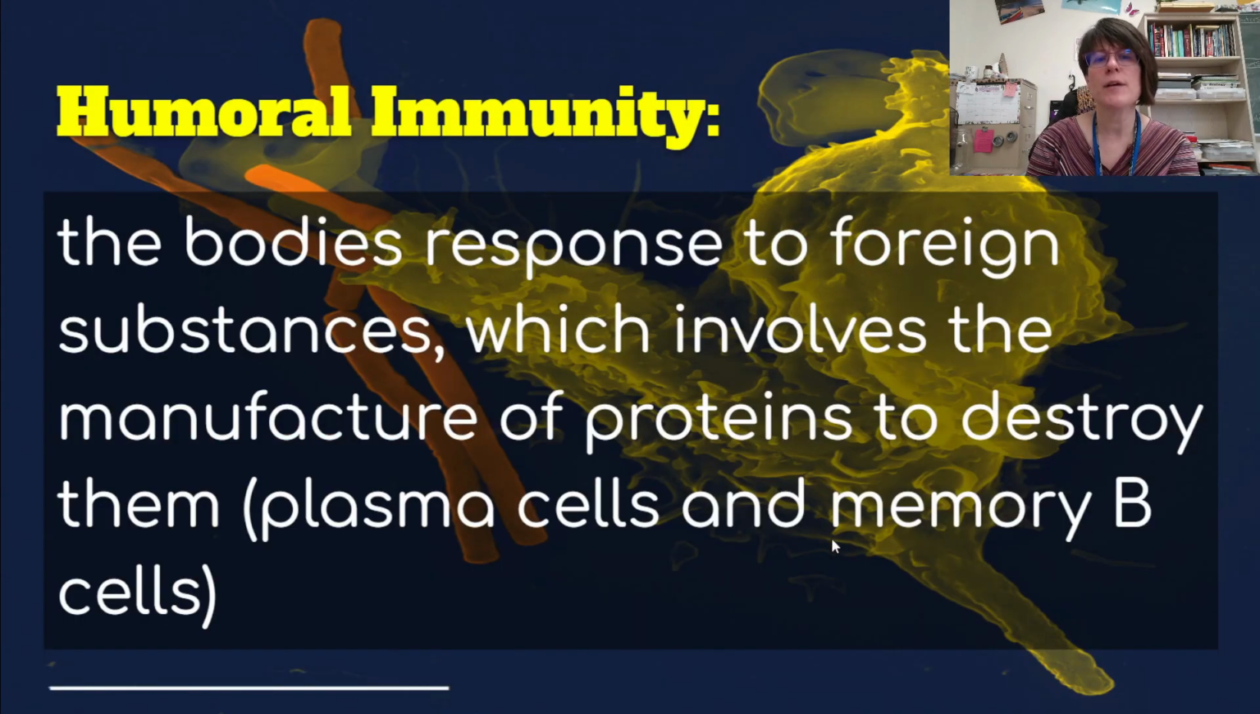Now, types of immunity. One type of immunity is humoral immunity, and this is the body's response to foreign substances, which involves the manufacture of proteins to destroy them. And some cells involved in humoral immunity are plasma cells and memory B cells. Part of that humoral immunity is what we talked about just a minute ago, with the antibodies recognizing an antigen.